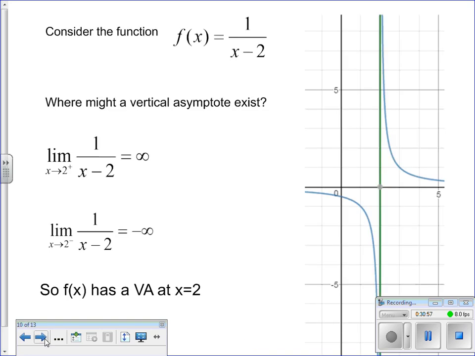Okay, so consider the function f of x equals 1 over x minus 2. Where might my vertical asymptote exist? Wherever my denominator, x minus 2, is equal to 0. Wherever that function is undefined, it is the only place. Not guaranteed to have a vertical asymptote, but it's where I look for one. Remember, nothing is ever guaranteed to happen at particular places, but they're the only places where they might happen.